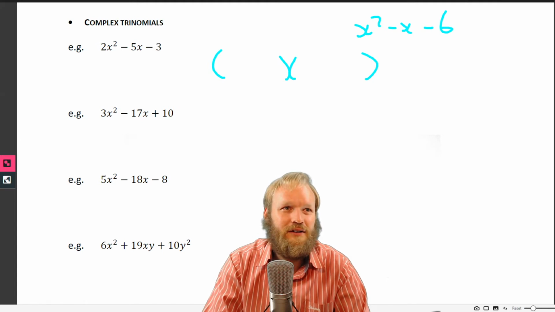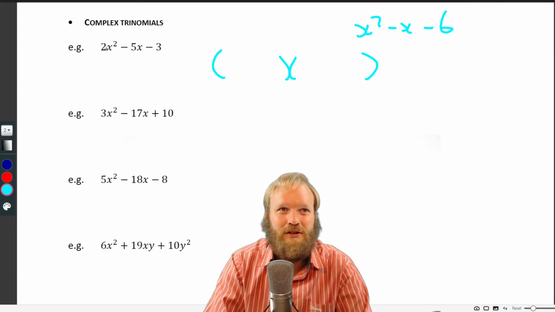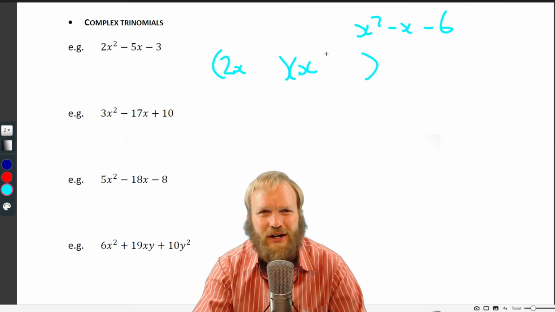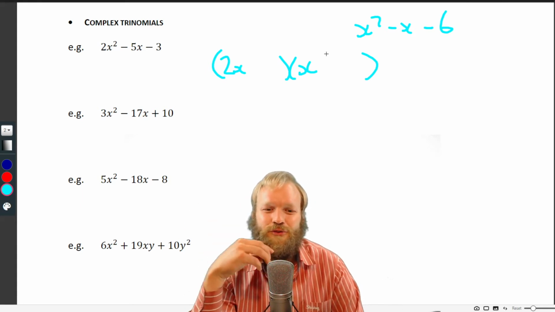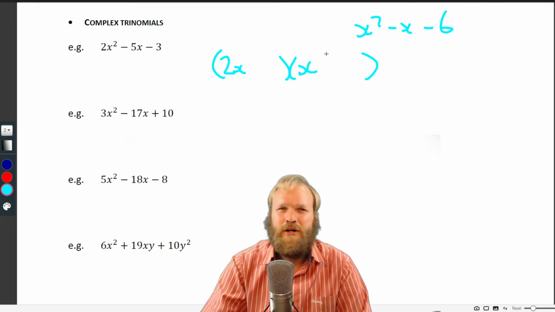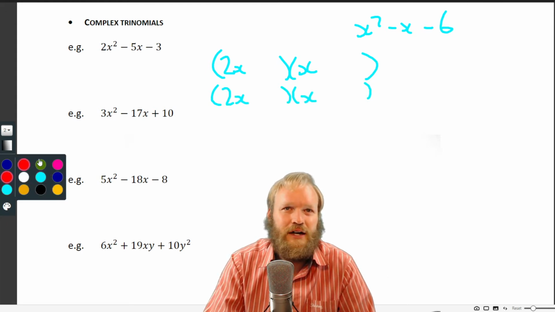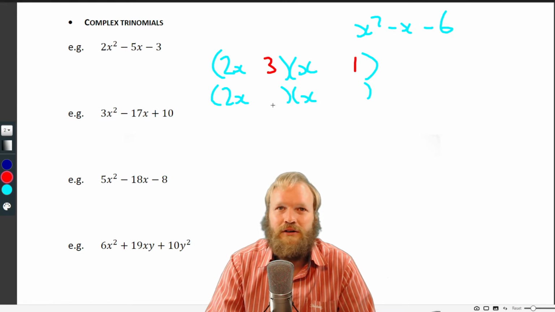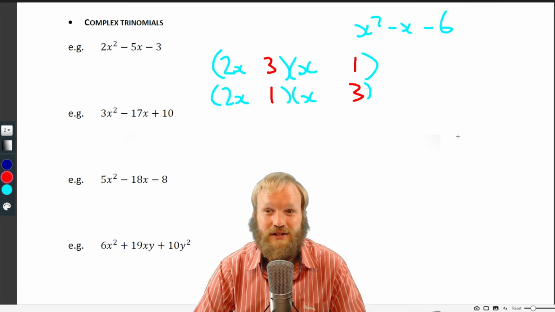So in this case, we don't have x plus 3, x plus 1. With a bit of luck, some of these numbers are prime numbers. So we know that for this 2, it must be 2x and x. If it's a nice integer solution, we know that's going to work. So now we have two options: 2x and x, and either 3 and 1 or 1 and 3, given that these are going to factorize nicely.